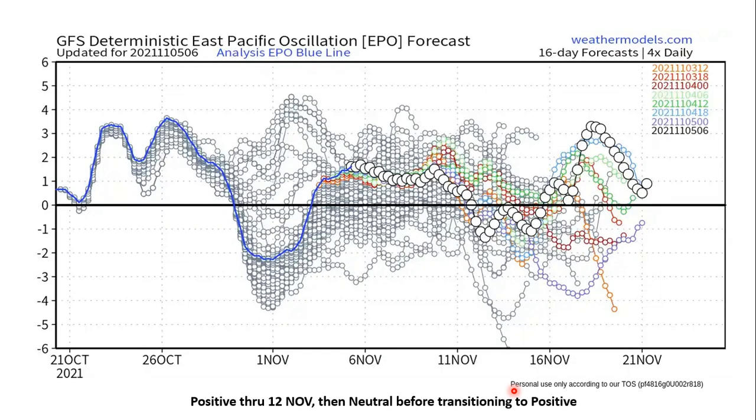And then the GFS deterministic EPO forecast, positive to start, and then it transitions to neutral before transitioning back positive towards the end of the forecast period between 16 and 21 November.